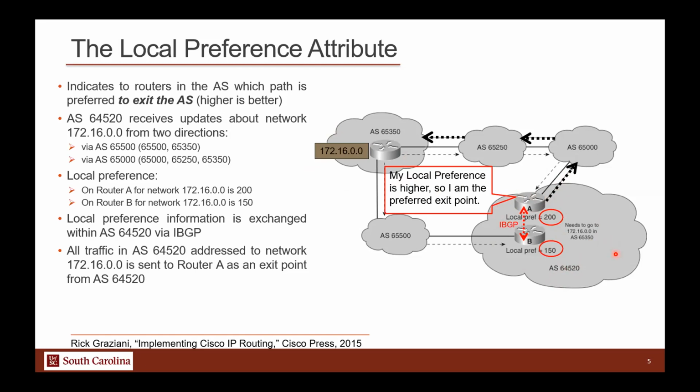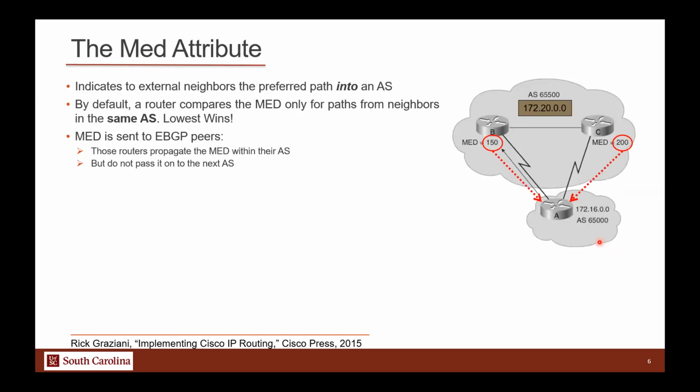However, what if you want to influence incoming traffic to your autonomous system or to your network? In this case, you will use the MED attribute, which indicates to external neighbors what is the preferred path into the autonomous system. So in this scenario, let's say that you are the network administrator of autonomous system 65500, and you want to influence all incoming traffic from autonomous system AS65000 through the link connecting router A to B.